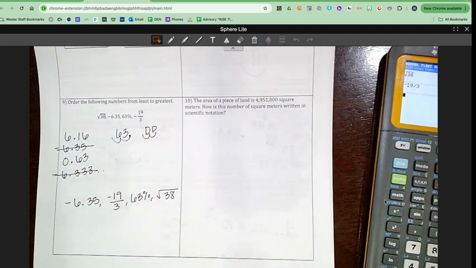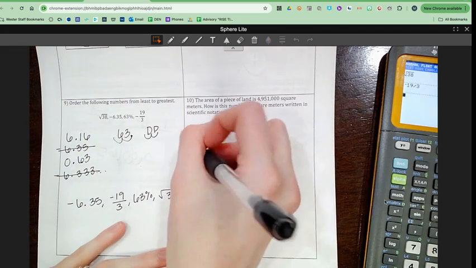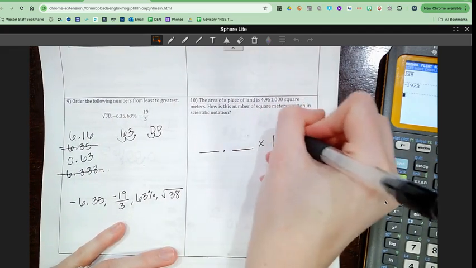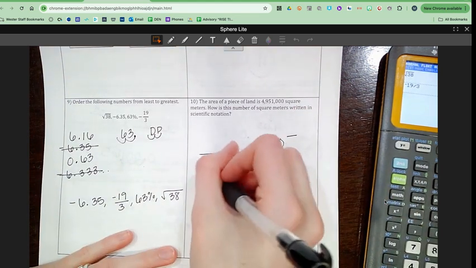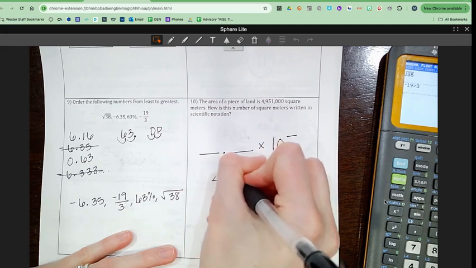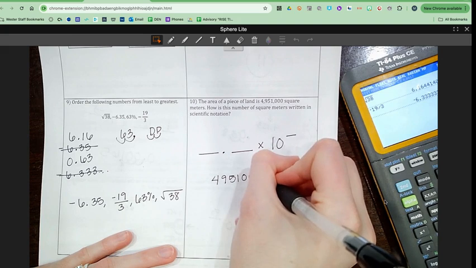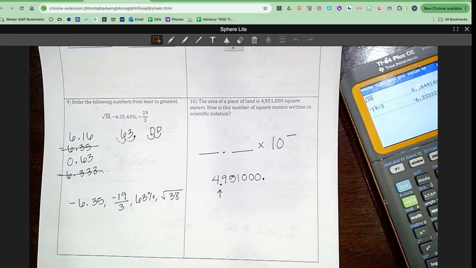Number 10 says, the area of a piece of land is 4,951,000 square meters. How is this number written in scientific notation? Same thing, scientific notation, you start with this format: a number in front of the decimal, some numbers after it, and times 10 to an exponent. This time the decimal is out of sight, so it's starting to the right. I want it to end up with only one number in front of the decimal. That number is going to be the 4.